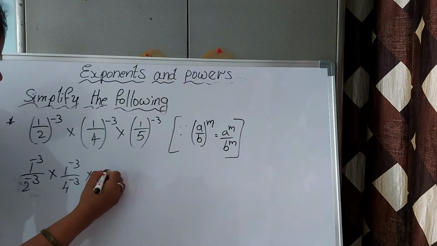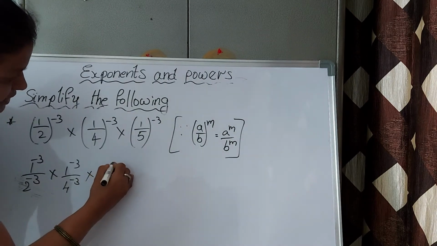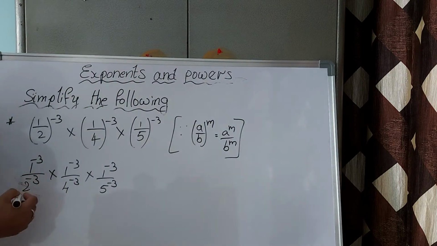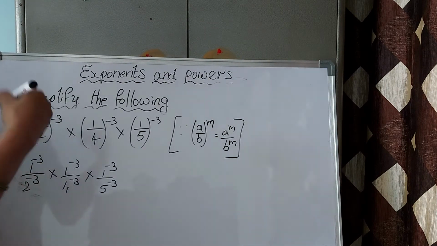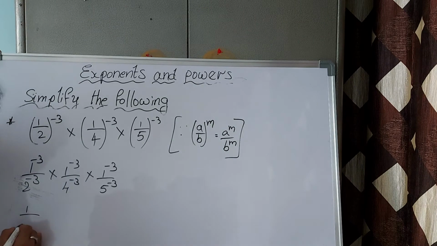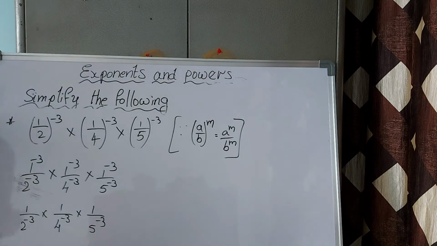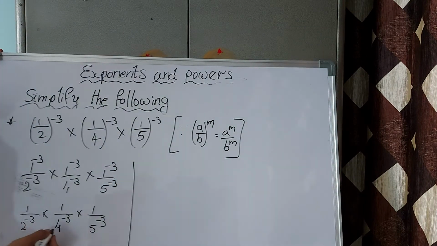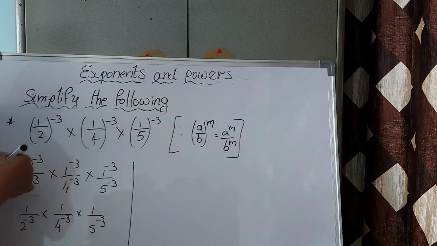here also 1 power minus 3, 1 power minus 3 by 5 power minus 3. See this one, 1 power minus 3 is always 1 only. If you multiply 1,000 times also it is 1 only. So 1 by 2 power minus 3, 1 by 4 power minus 3, 1 by 5 power minus 3. See here, a power m, b power m. These are all in denominators. We can write this one like this.